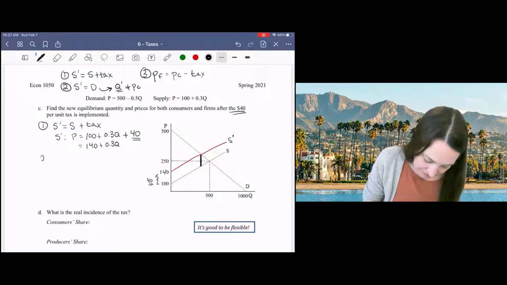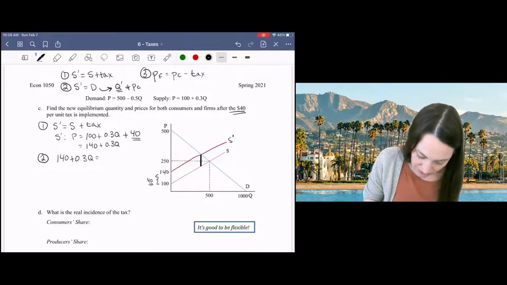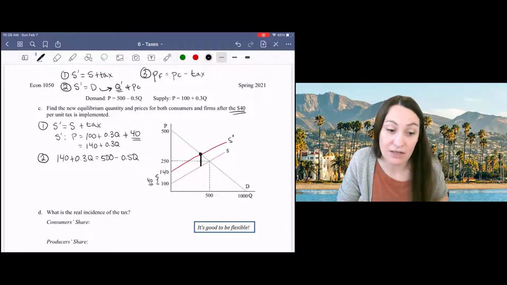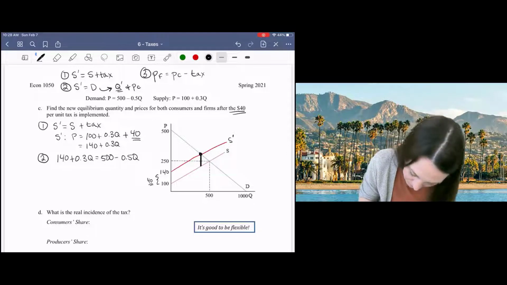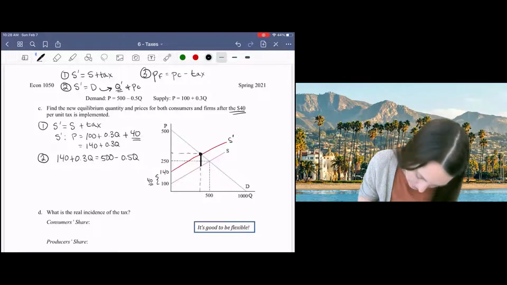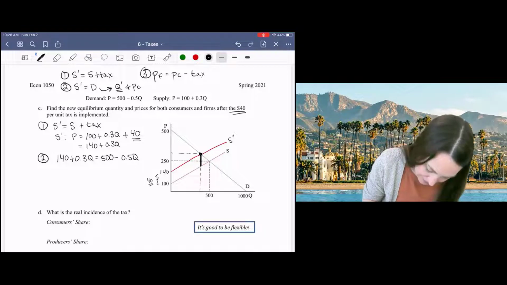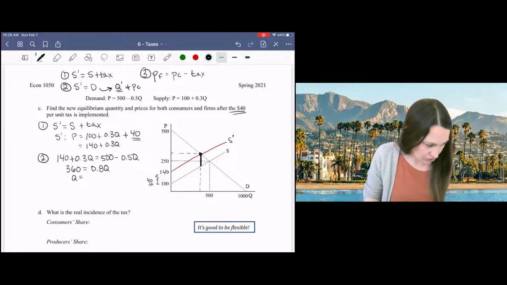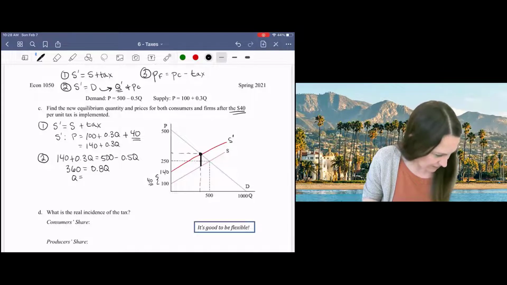Okay, so then second, we're going to set that new supply equation equal to the demand curve to get the new equilibrium point, which on your graph, of course, is the point where your new supply equation intersects your demand equation. All right, so now I've got 360 equal to 0.8Q. So Q is equal to 450.